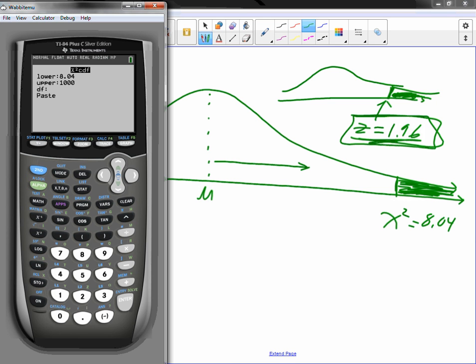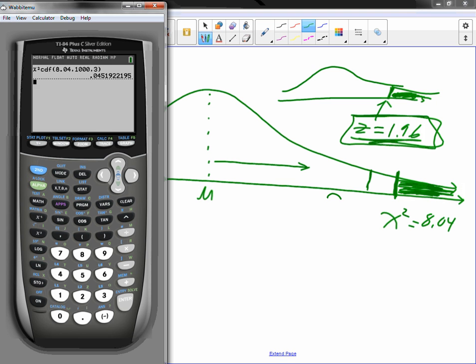Degrees of freedom in a chi-square test is the number of categories minus 1. So in this case, it's 3. And I'll paste that. If you have a calculator that looks like this, this is what you would want to look at. The first value, comma, the second value that you're trying to go to, comma, and then your degrees of freedom. And if you put that in, you get 0.045. Okay? So what that means is that less than 4.5% of the data lands beyond 8.04.